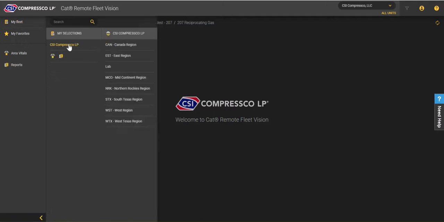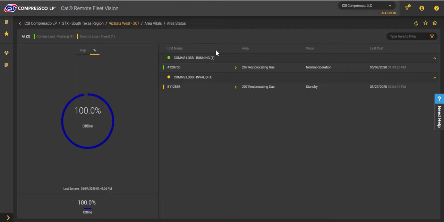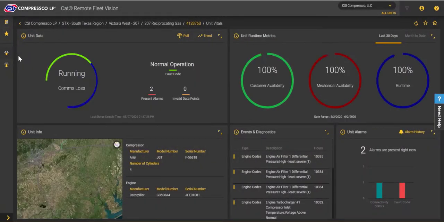With remote fleet vision, customers are able to monitor their fleet in each area, see unit operations, and communication status. Select a specific unit to see its operation, unit information, alarms, and more.